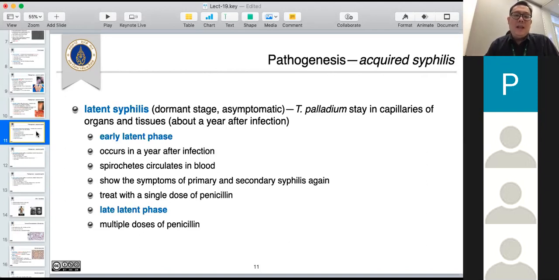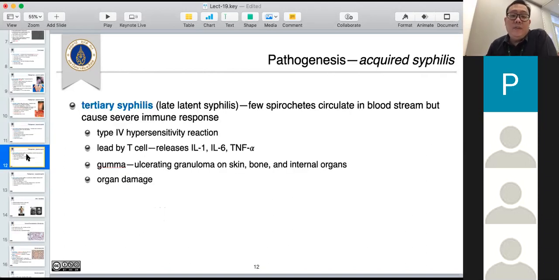For people who get the late latent phase, sometimes called tertiary syphilis. Bacterial spirochetes in the blood circulation go to the bloodstream and cause a severe immune response in so many organs. They cause a type 4 hypersensitivity reaction involving a cell-mediated immune response. They lead T cells to release interleukin 1, interleukin 6, TNF alpha. That causes so many immune responses that severe inflammation happens.